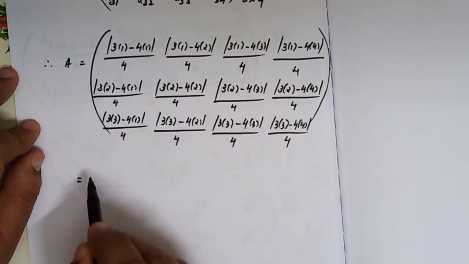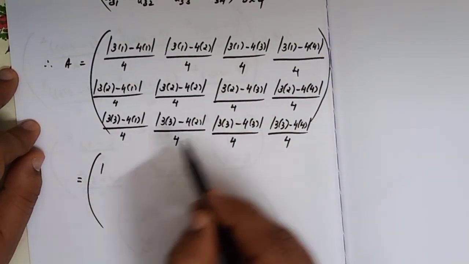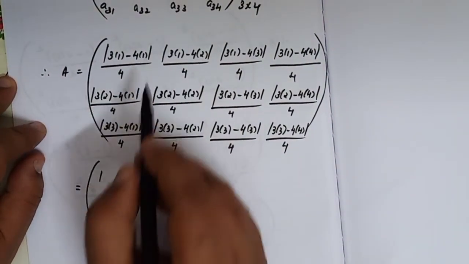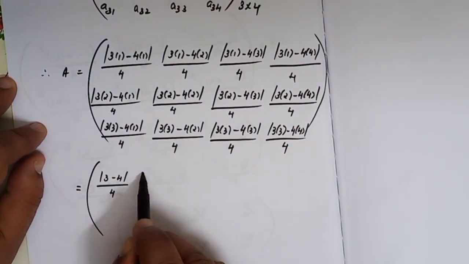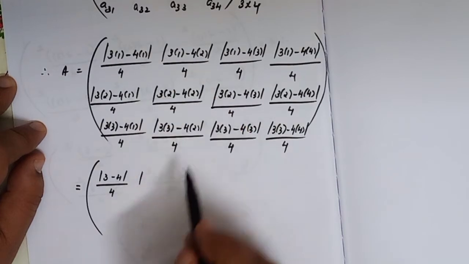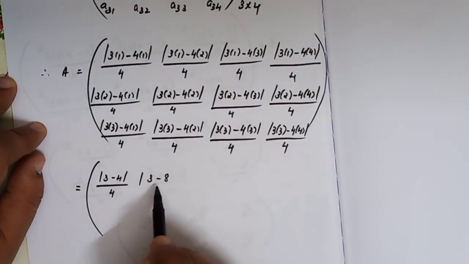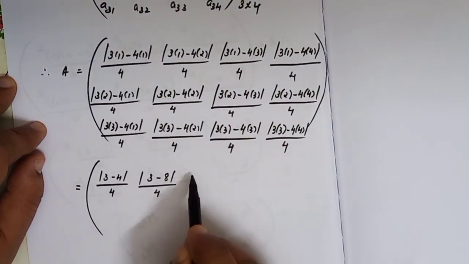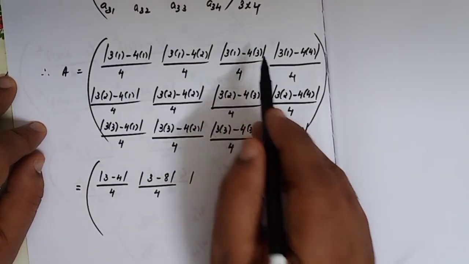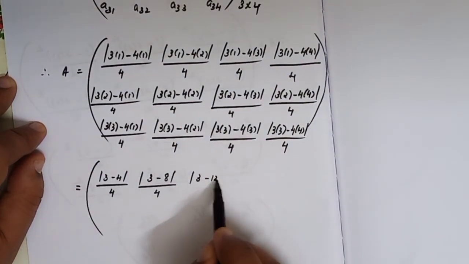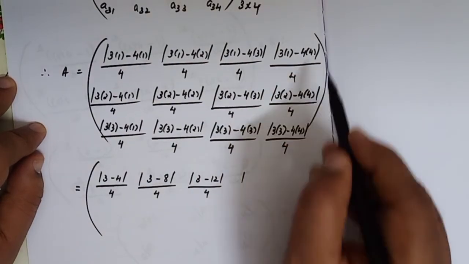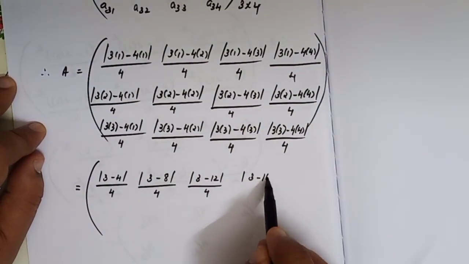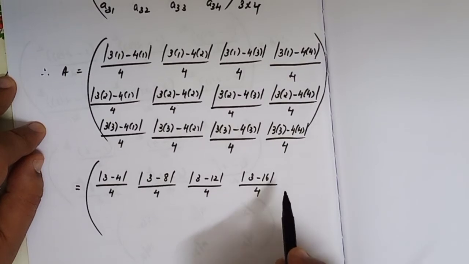That is equal to modulus of 3 ones are 3, 4 ones are 4, so 3 minus 4 divided by 4. Modulus of 3 ones are 3, 4 twos are 8, so 3 minus 8 divided by 4. Modulus of 3 ones are 3, 4 threes are 12, so 3 minus 12 divided by 4. Modulus of 3 ones are 3, 4 fours are 16, so modulus of 3 minus 16 divided by 4.